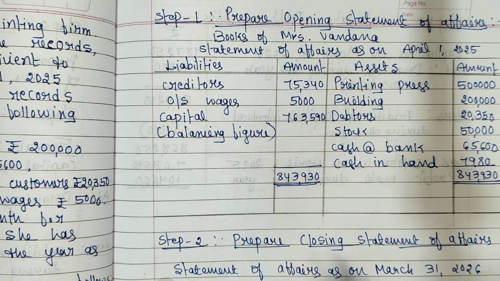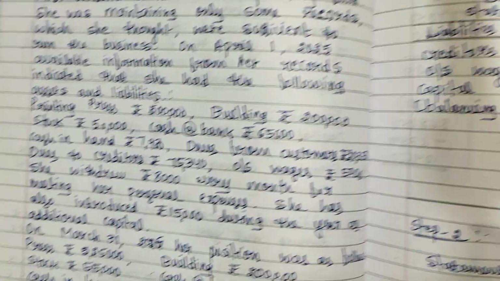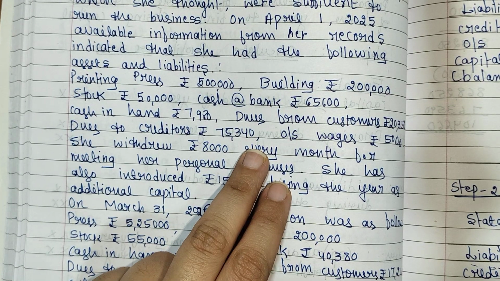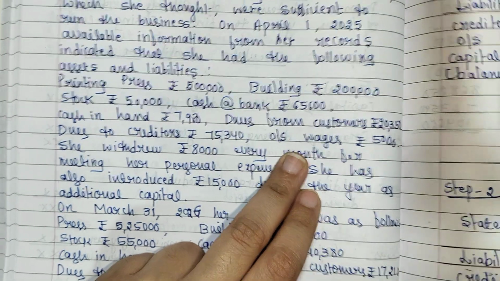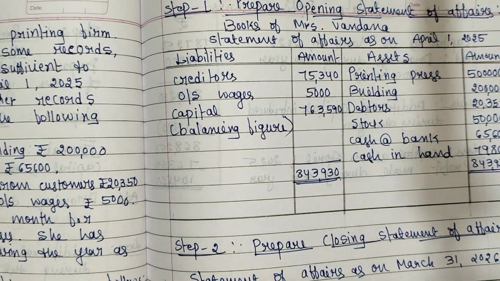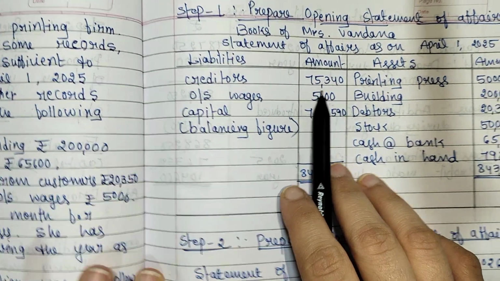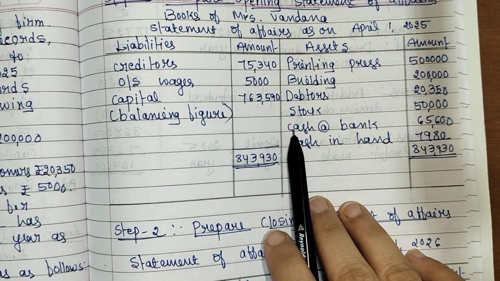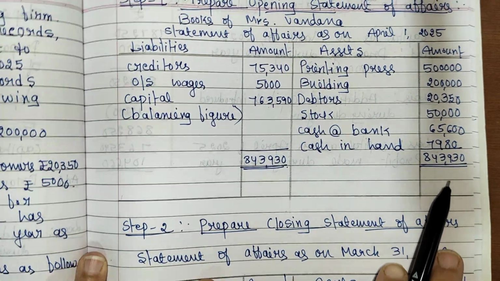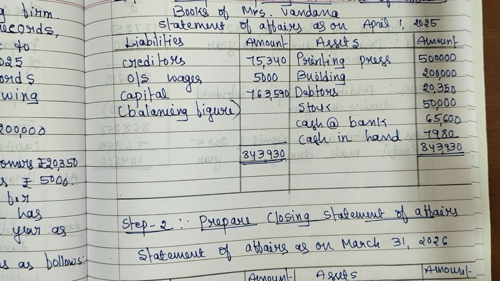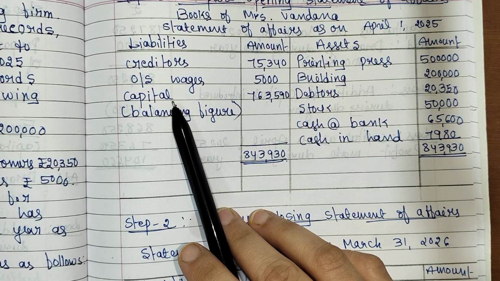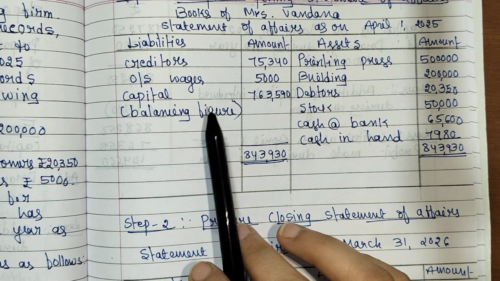And after that go to the liability side. In the liability side, dues to creditors, how much? 75,340. Outstanding wages rupees 5,000. Outstanding wages 5,000 and creditors 75,340. Now the asset side is more, that is equal to rupees 8,43,930. Now capital. Here we will get the opening capital, that is the balancing figure.